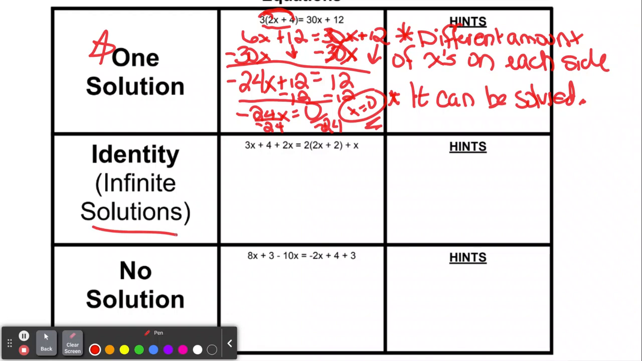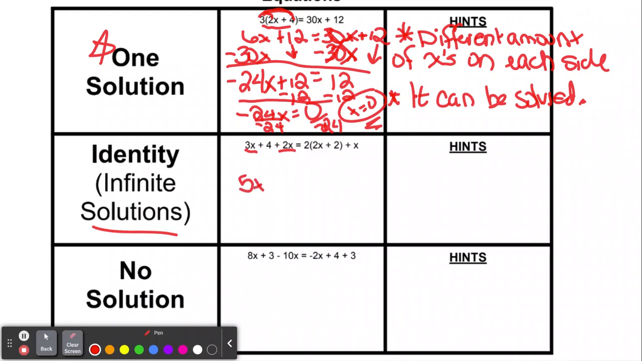So this equation has some work I can do. If I look at the left side, I've got 3x plus 4 plus 2x. So I've got two terms that are like. I can put them together. 3x plus 2x would give me 5x.